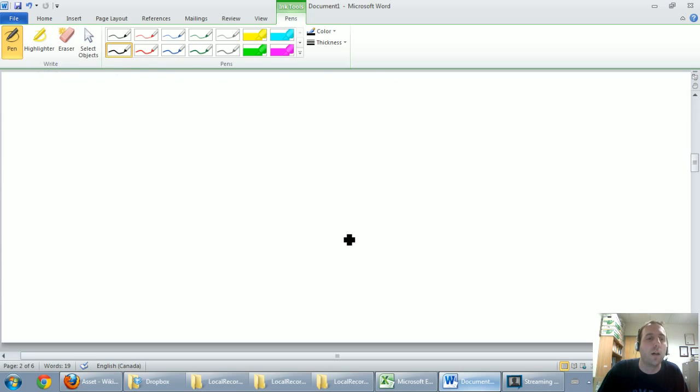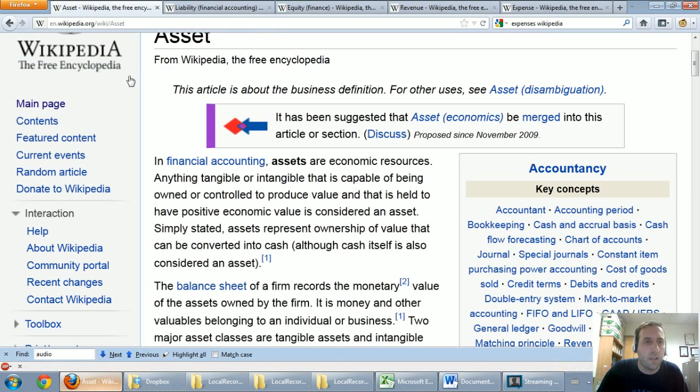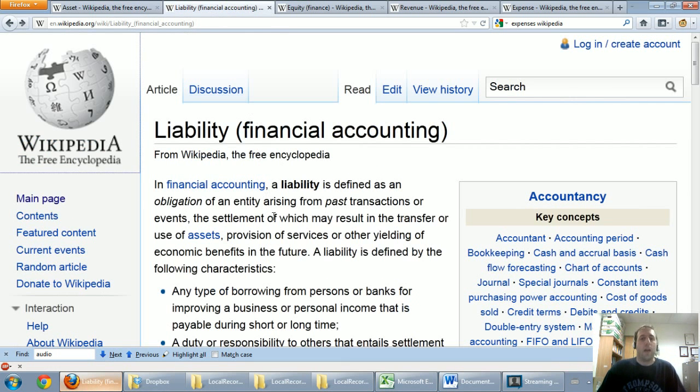Next, we're going to talk about liabilities. Liabilities are defined, again, on Wikipedia, as an obligation of an entity arising from past transactions or events. And I think that's a great definition. Again, to put it in simpler terms even, I would say it's anything that the company owes. The key word is owes. Assets are owned, liabilities are owed. So if the company owes something, that's a liability.